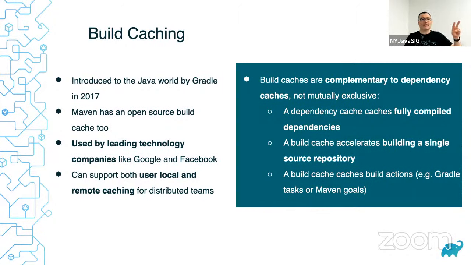There are two ways to use a cache. A local cache: if I run a build, I cache things locally for me. And if I want my whole team to take advantage of a cache, I would use a remote cache. My CI server would populate a cache, and then my build would automatically download those cache entries.